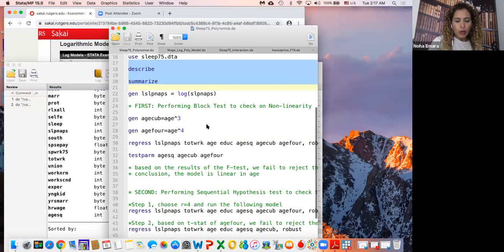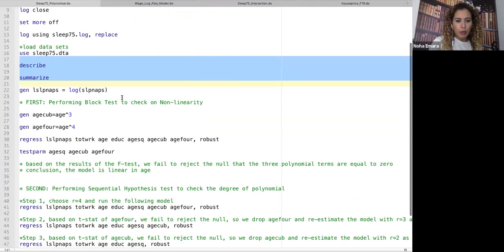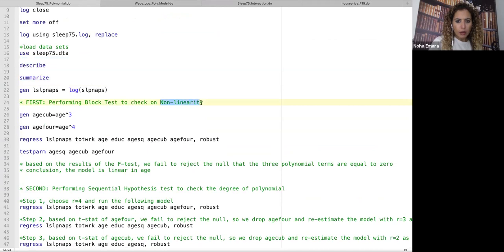Now suppose I want to perform a block test to check for nonlinearity. I want to answer a question: is sleeping minutes linear or nonlinear in age? Do you sleep more or less when you get older? Is the change in sleeping minutes the same as you get older? It makes sense that it's not the same. Usually older people sleep more than younger people. This is on average, just an observation, okay?